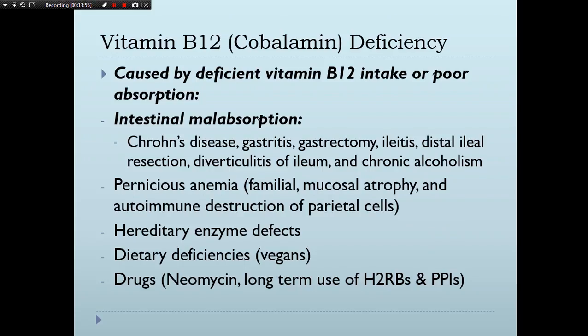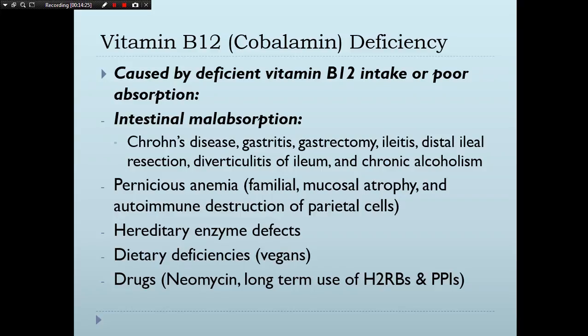Vitamin B12 or cobalamin deficiency is typically caused by a deficiency in vitamin B12 intake or poor absorption. So a lot of the times we might see a malabsorption in patients who have Crohn's disease, inflammation of the stomach, removal of the stomach, any inflammation or resection of the ileum, because this is where vitamin B12 is absorbed.